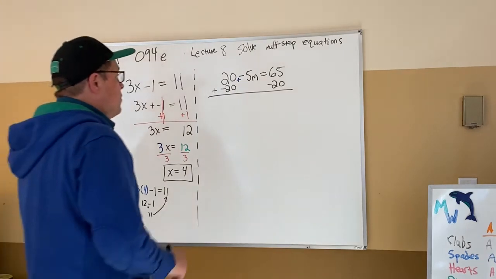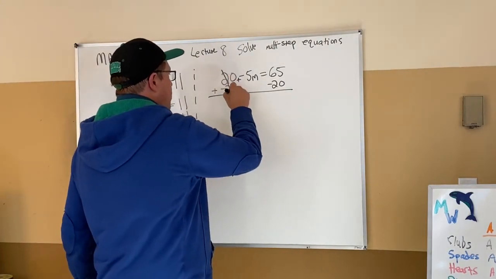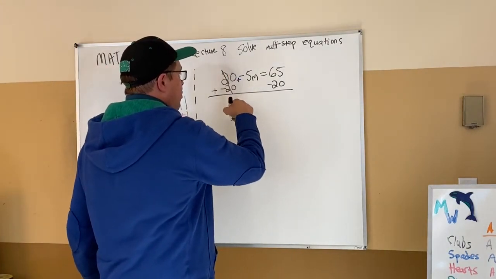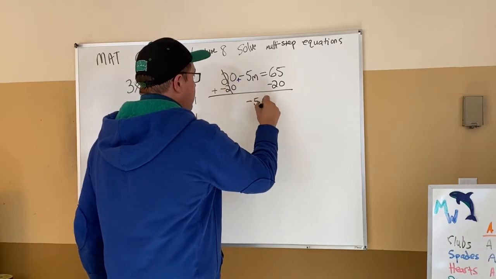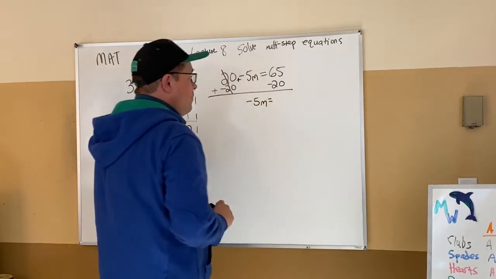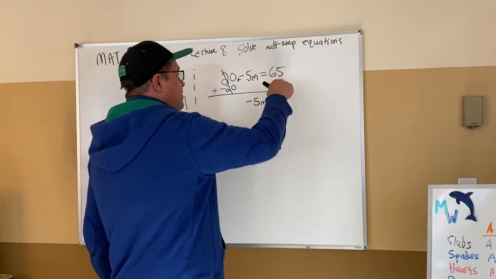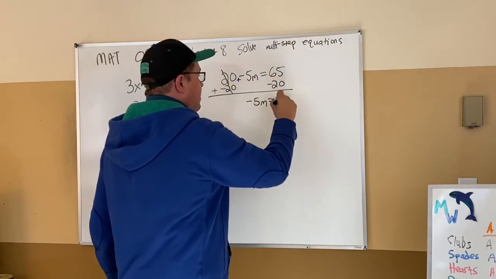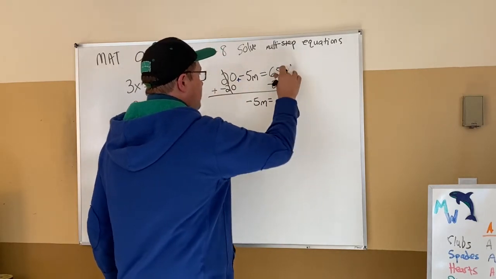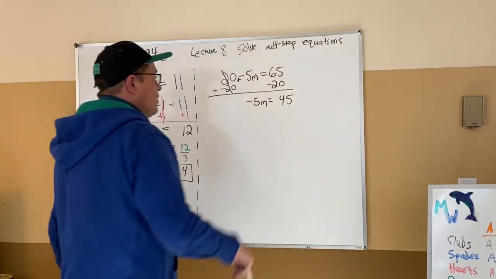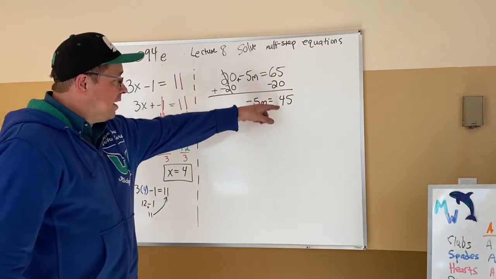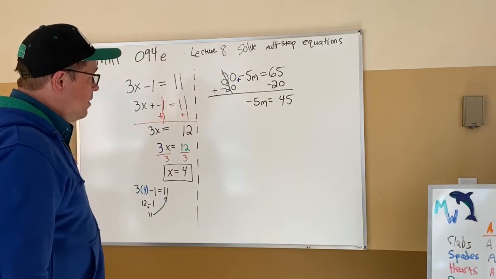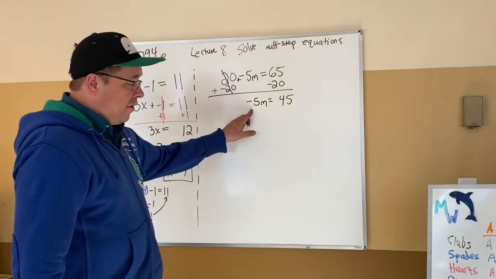What does that do? Well, 20 minus 20 is gone. I won't even write it. Here I have plus, which I no longer need, and then I have negative 5m equals. And over here I've got 65 plus negative 20, subtract and get 45, strong on the positive. Right, 65 minus 20, 65 plus negative 20 gets me to 45. Now what's going on here?